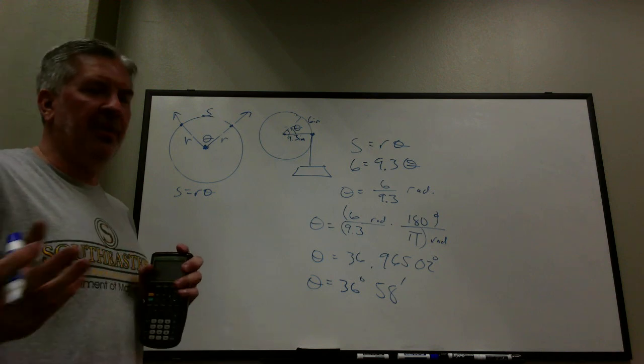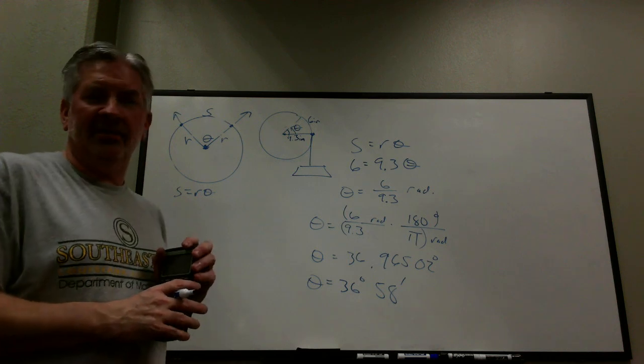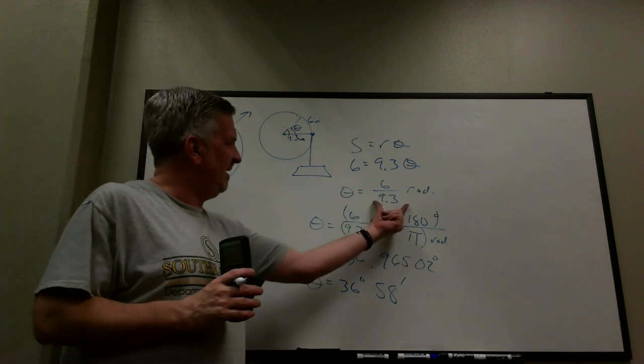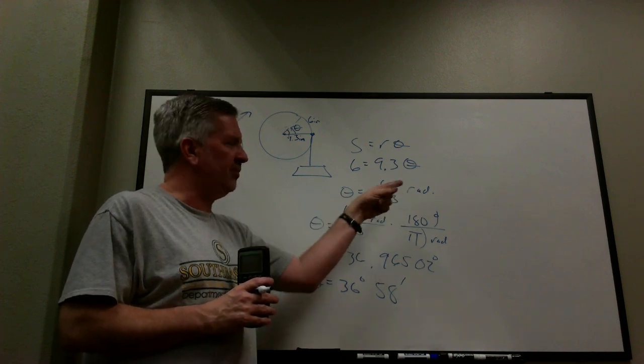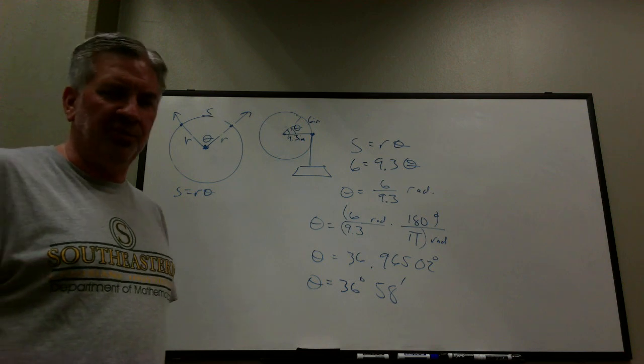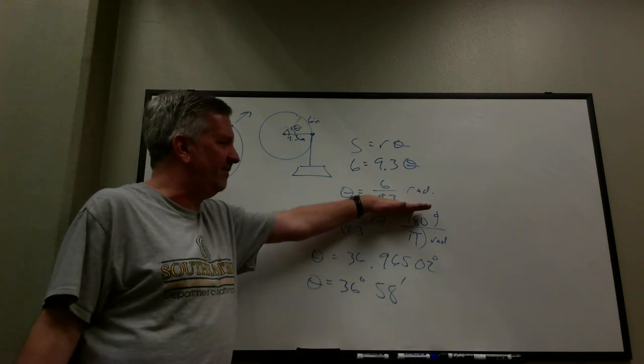Now what if this problem had said, through what angle in radians must the pulley be rotated? Well, you'd be done, right? Just punch in 6 over 9.3 and write a decimal. That'd be your answer because that was radians, okay? So make sure you read the problem to see what type of units you want. If it said radians, you wouldn't have to do a conversion, okay?